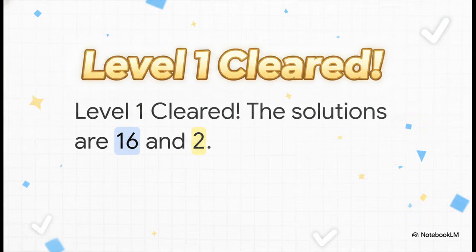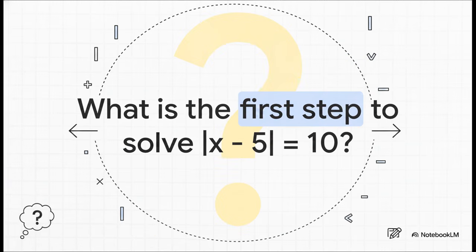And boom, there we have it. Level 1 cleared. We get x equals 16 and x equals 2. You systematically found both correct roots. Seriously, take a second to validate this. It's your first major win of the explainer. Awesome job. All right, now it's time to test those skills with checkpoint 1.